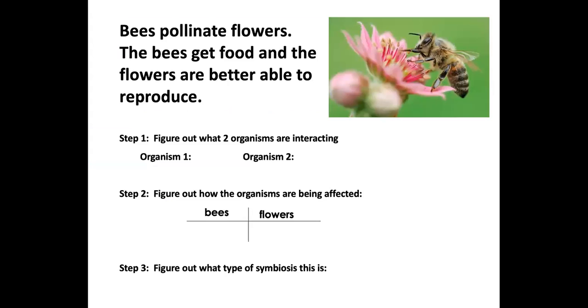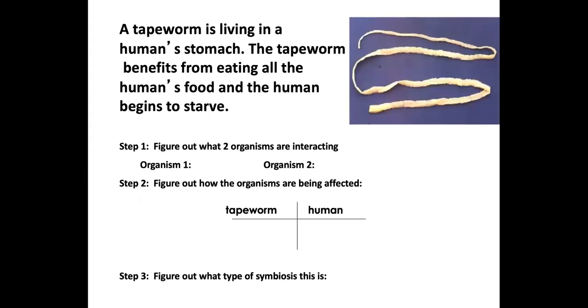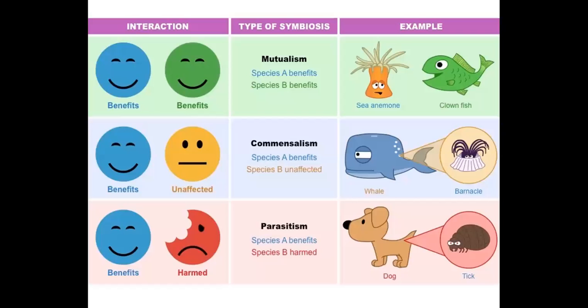Here are some examples. Bees pollinate flowers, so the bees get food, and the flowers are better able to reproduce. So this would be considered what? Mutualism, because you have bees and flowers, they're both benefiting. A tapeworm is living in a human stomach. The tapeworm benefits from eating all of the human's food, and the human begins to starve. What is it? Parasitism, because we got the tapeworm and the human. The tapeworm is obviously benefiting, and what's happening to the human? They're being harmed, so that's parasitism.